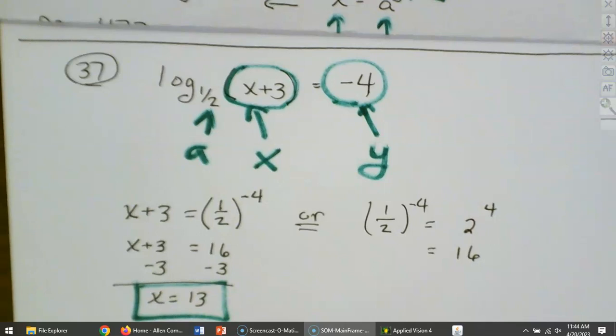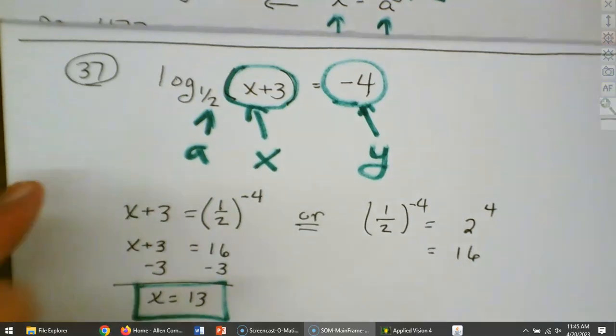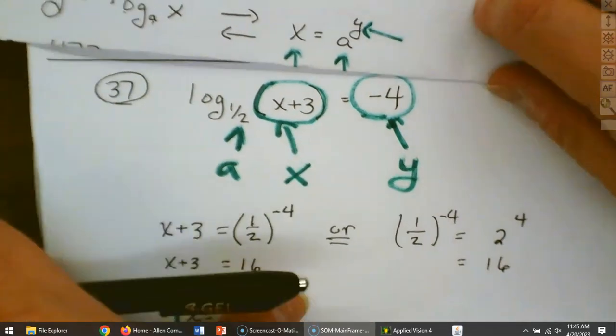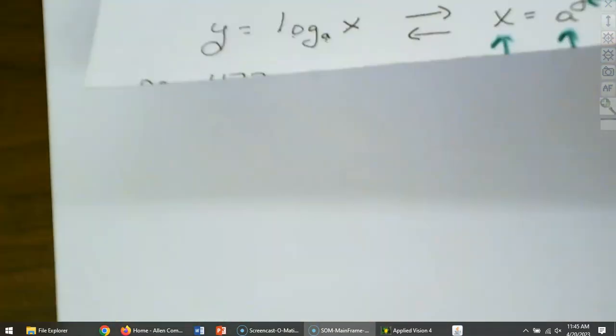Okay, let's look at one more, and then we're going to look at some graphs. So let's do another one, and then we'll look at some graphs here. Question 40. So we'll look at question 40, and then we'll see how to graph these logarithms.